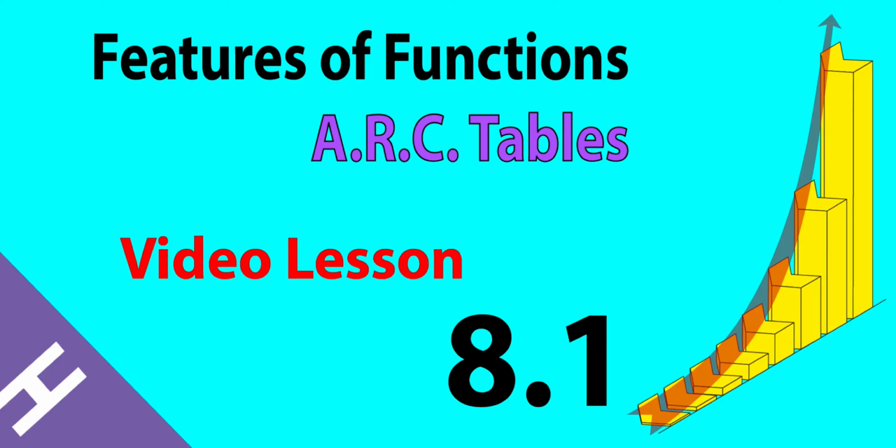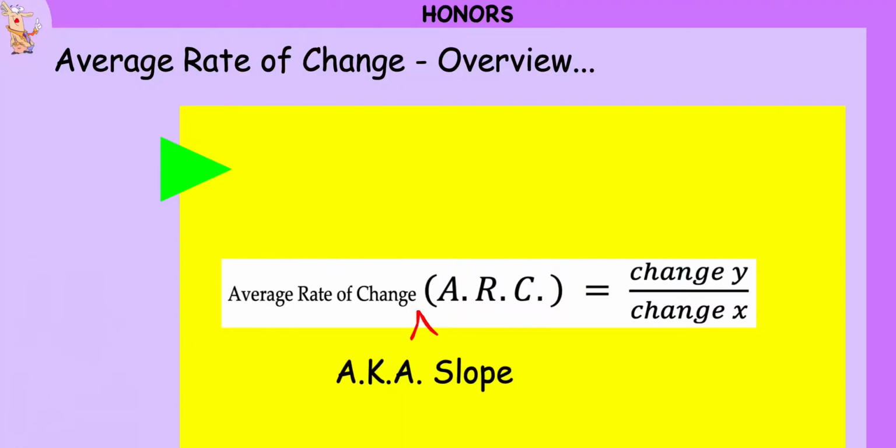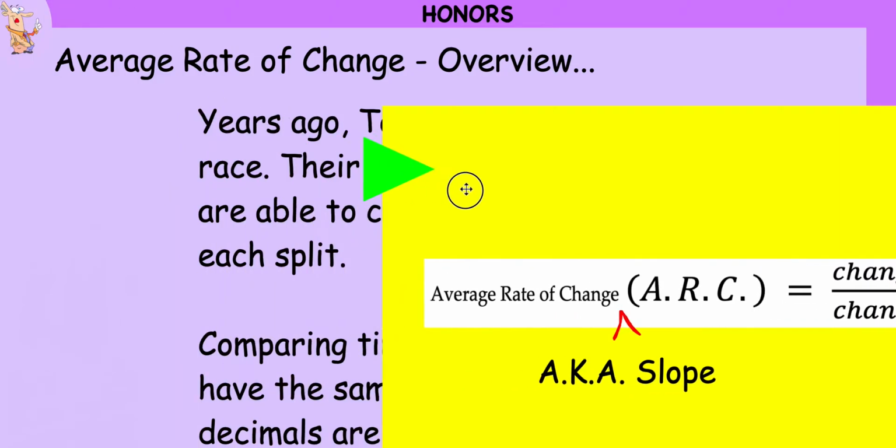Introductory video on our first lesson in Unit 8, which is average rate of change, and we'll focus on tables. Before we begin, let's do a little overview of what average rate of change is. The average rate of change, or ARC, A-R-C, is the change of y over change of x. Before this, you may have remembered it as slope. So let me illustrate how we might use this in a story.